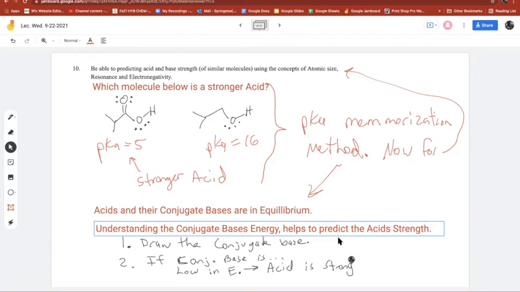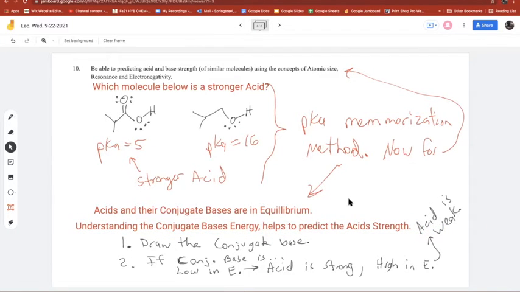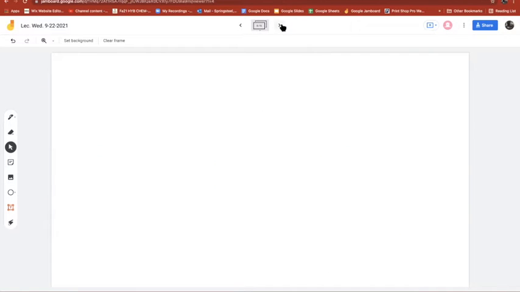That suggests the acid is strong, or at least stronger than something else. If the conjugate base is high in energy, then the acid is weak. Okay, so I should have typed that out, huh? So we're going to learn ways to evaluate whether the conjugate base is high or low in energy, and we're going to do it with atomic size, resonance, and electronegativity. So let's learn how to do that next.